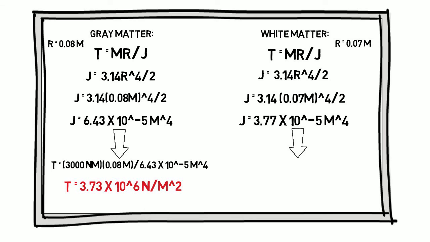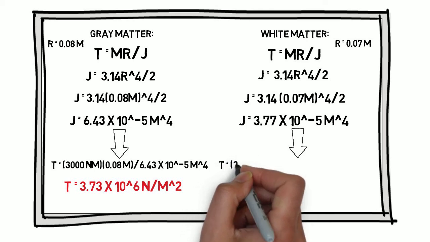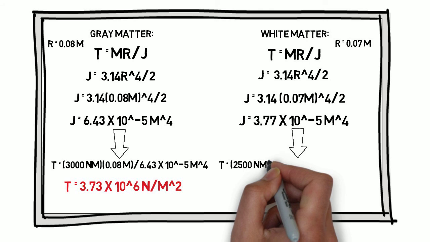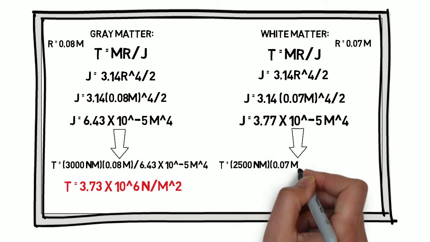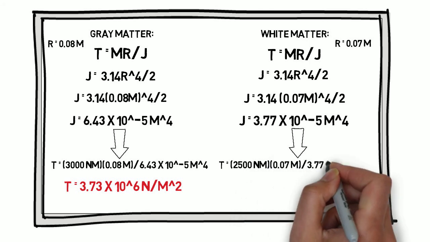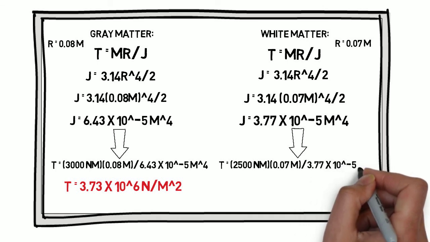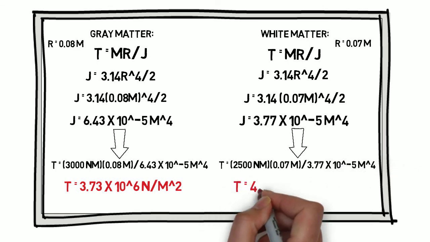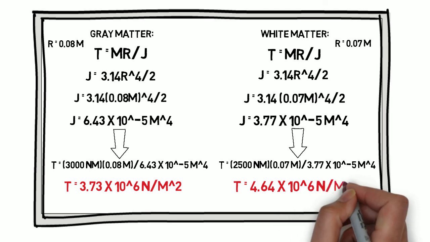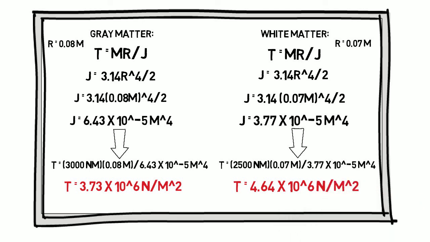The same calculation can be done to discern the shear stress of white matter. Because white matter is located closer to the center, it will undergo less twisting, and therefore has a smaller twisting moment. If, at the moment of impact, white matter has a twisting moment of 2,500 Newton meters, that can be multiplied by the 0.07 meter radius of the white matter, and then be divided by the polar moment of inertia, to obtain a shear stress of 4.64 times 10 to the sixth newtons over meters squared. These calculations reinforce that white matter is capable of handling more shear stress than gray matter because it is stiffer.